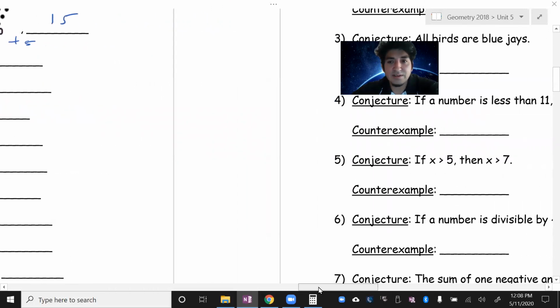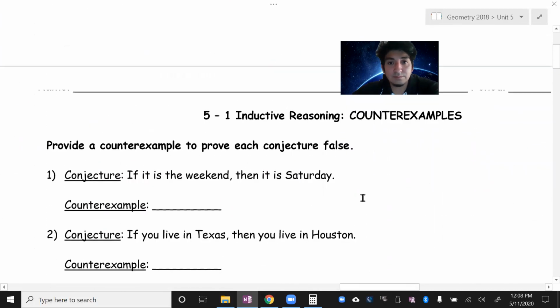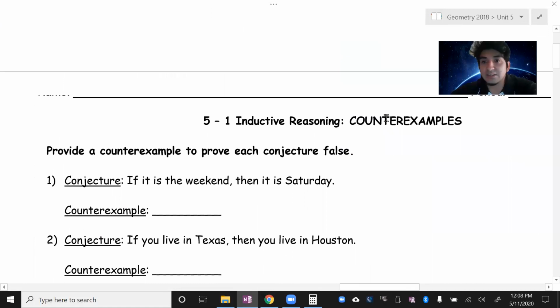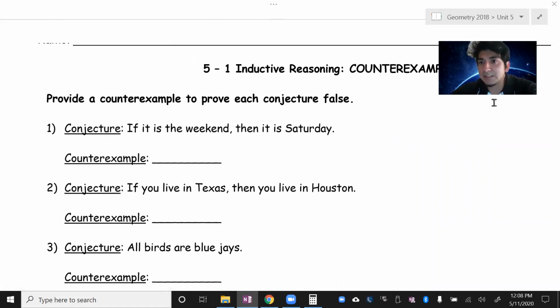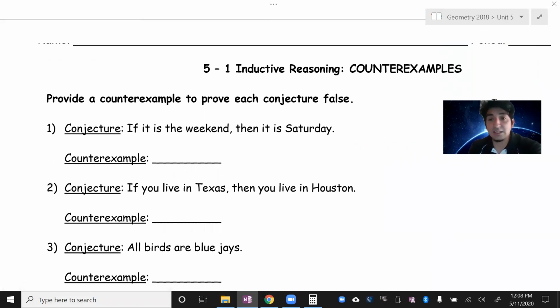All right, so over here, close to the end, guys. Okay, so in this one, counterexamples, you got to play lawyer again. Yeah, Iron Man up. So in this one, if it is the weekend, then it is Saturday. So that's true or false? That is considered false. Okay, so you're asked to provide a counterexample to prove each conjecture is false.